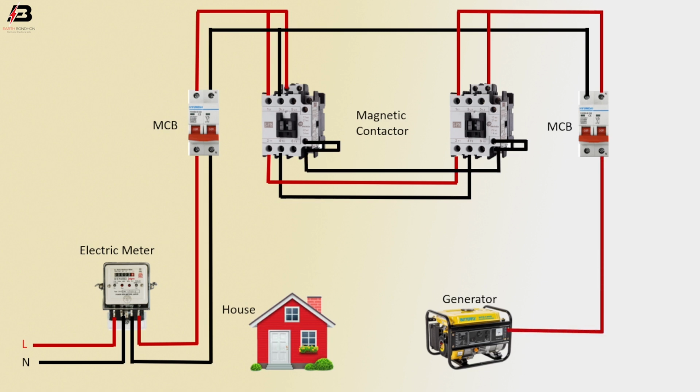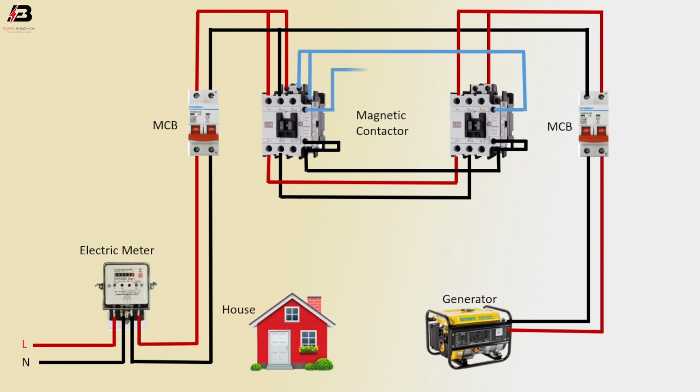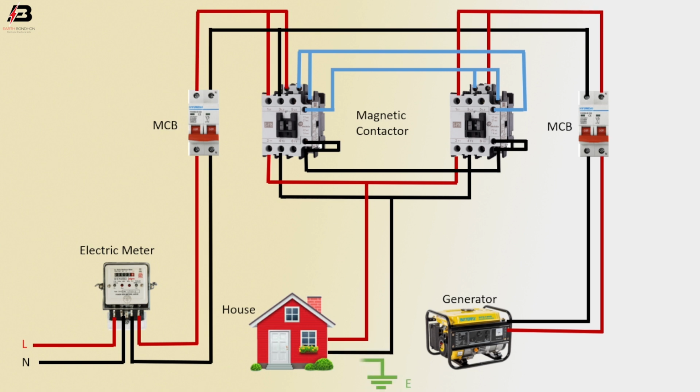to connect generator, neutral connection from MCB to connect generator, common connection between two magnetic contactor coil connection, common connection between another magnetic contactor to another magnetic contactor coil connection, phase connection to house load, neutral connection to house load, earthing connection to house load. Now this circuit is ready for use.